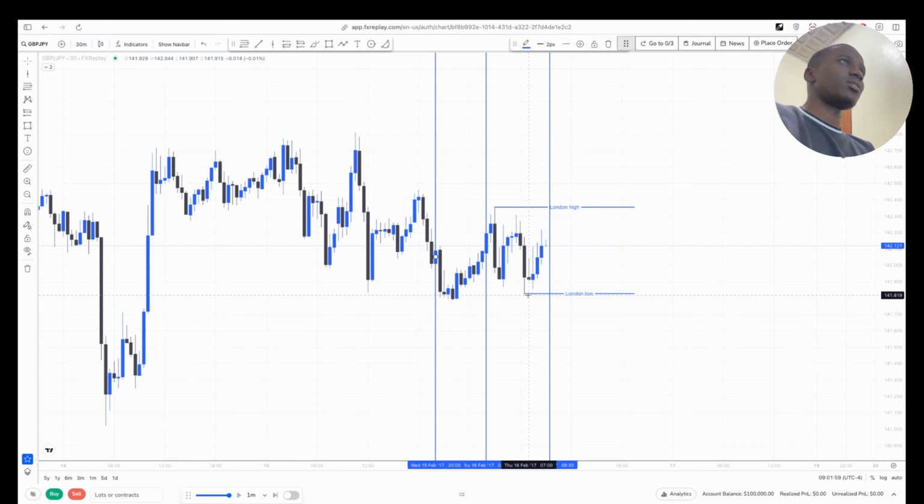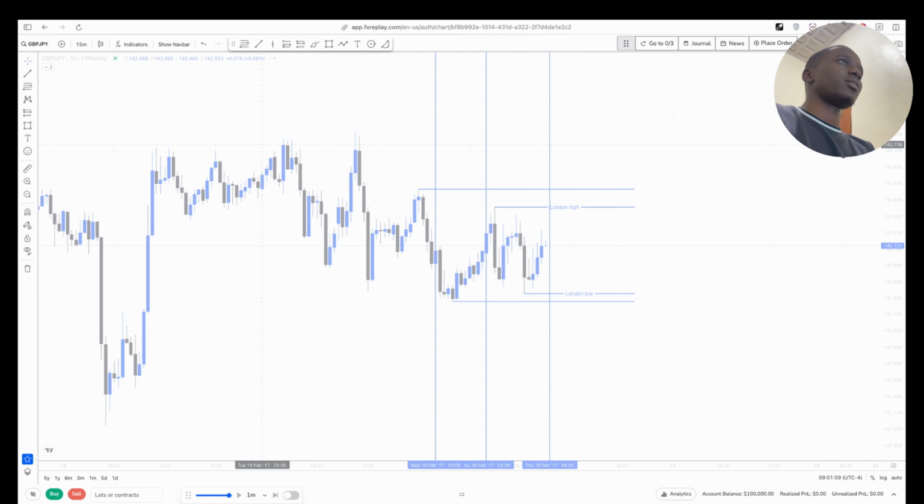You can see London didn't take it out, and this Asia high wasn't taken out as well. So let's mark them out. This one right here, and this one right here. So also potential liquidity levels. So what's the 15-minute now?